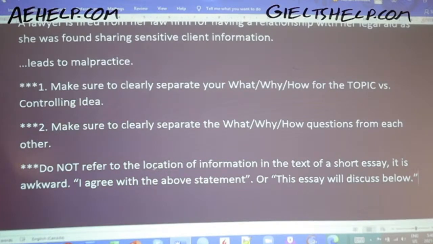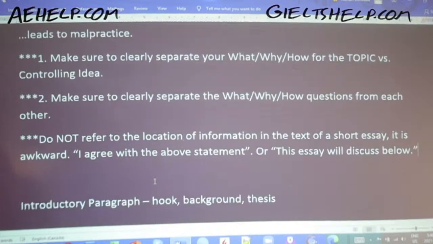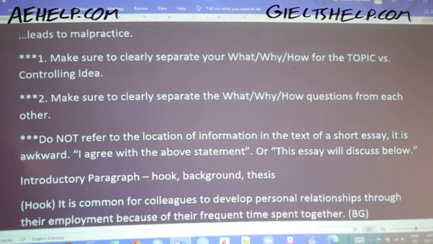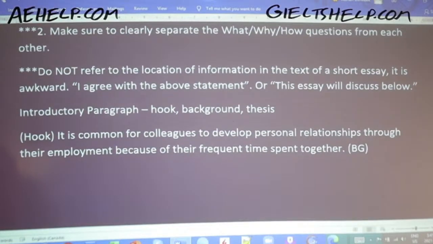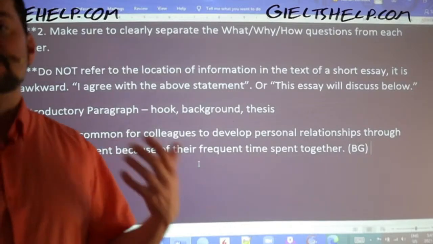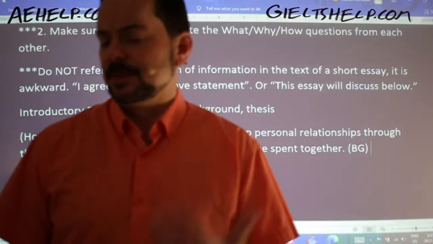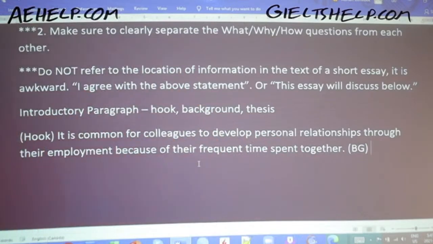There are essays where we refer to the location of information, but those are usually much longer, at least 4 or 5 pages. So longer research papers for university or longer essays will refer to paragraphs previously mentioned, or something like that, but not in short essays, all right?